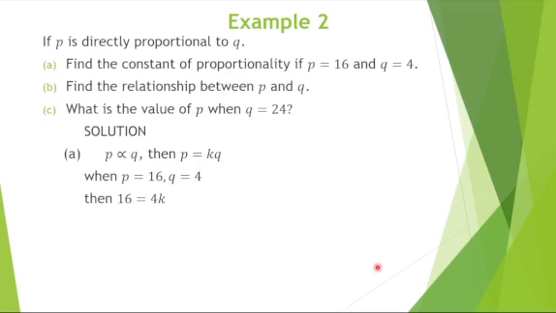So divide both sides by 4 in order to find k. And so that will give us 16 over 4 is equal to 4k over 4. Of course, 16 divided by 4 will give 4, and 4 divided by 4 will give 1. So we have k is equal to 4. So with this, we have found our constant of proportionality, which is letter k. So we go ahead to solve the B part of the question.